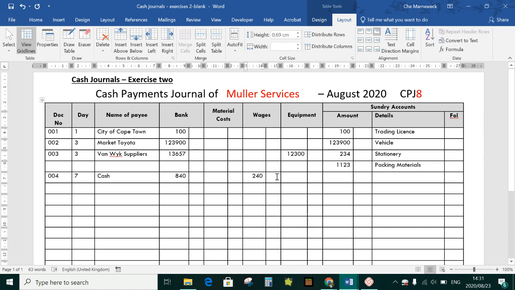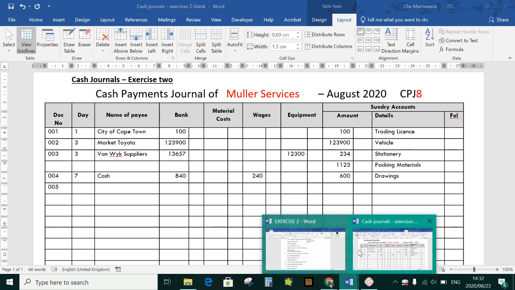And the remainder, 600 Rand, was for the owner's personal use. And when anything is to do with the owner's personal use, we record that as drawings. There is no column for drawings. So we would enter that 600 Rand in sundry as drawings. We then move on to our next check number.